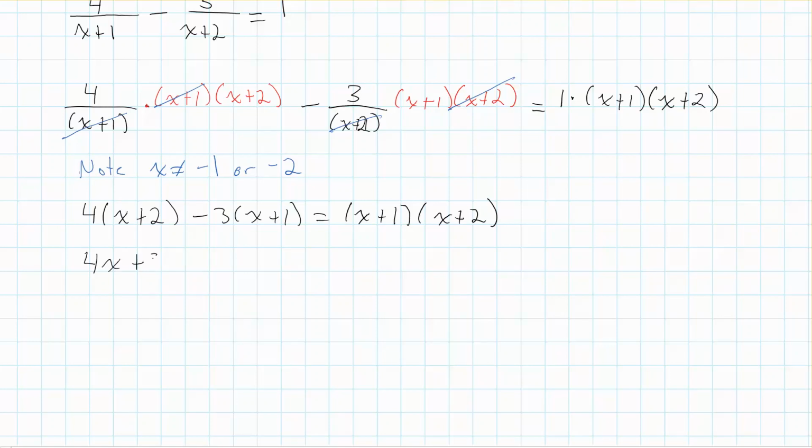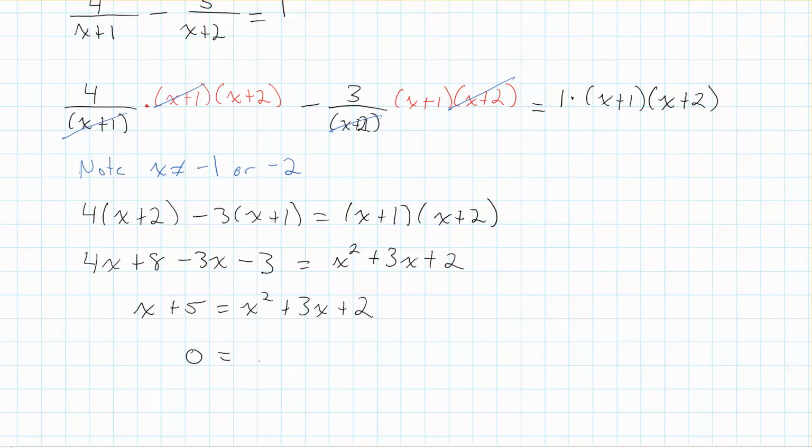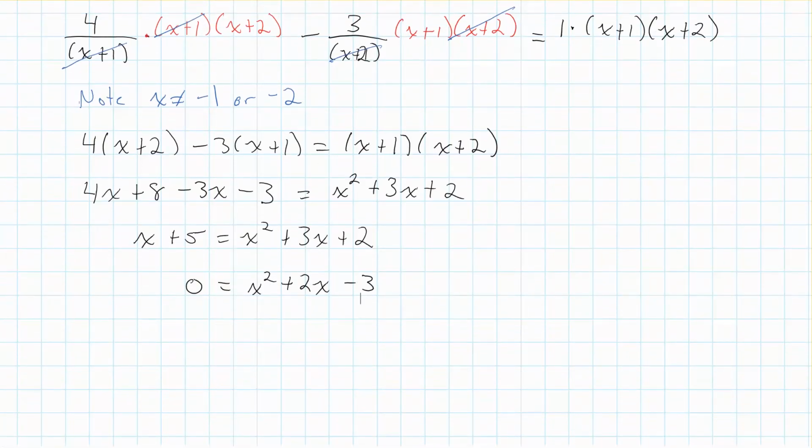So I have 4x plus 8 minus 3x minus 3, and this would be equal to x squared plus 3x plus 2. Now this is a quadratic equation, so we'll have to eventually set it equal to 0, but I'll take this in one step. So I have 4x minus 3x, which is x, 8 minus 3, which is 5. So x plus 5 is equal to x squared plus 3x plus 2. So now we should move everything to the other side. So I have 0 is equal to x squared, and then I'd have plus 2x, and then it's going to be minus 3.